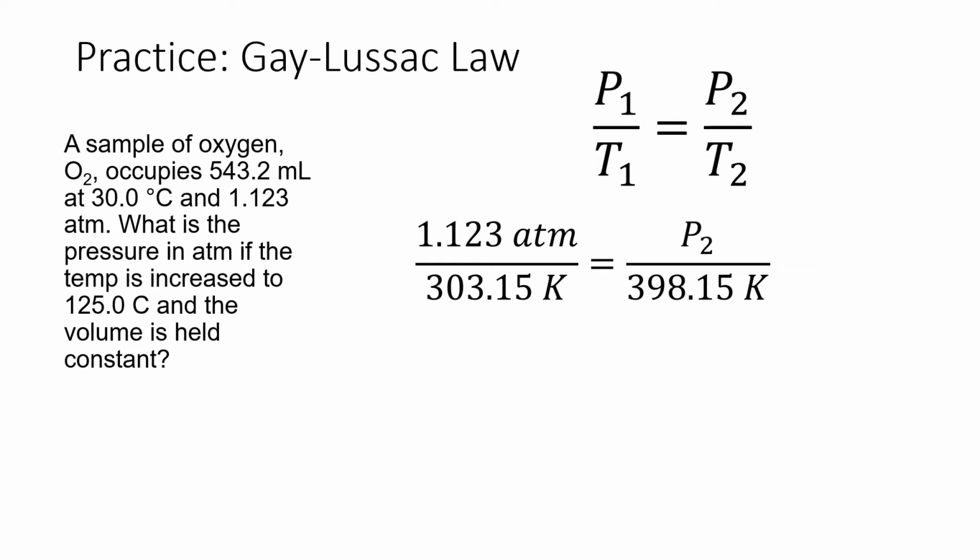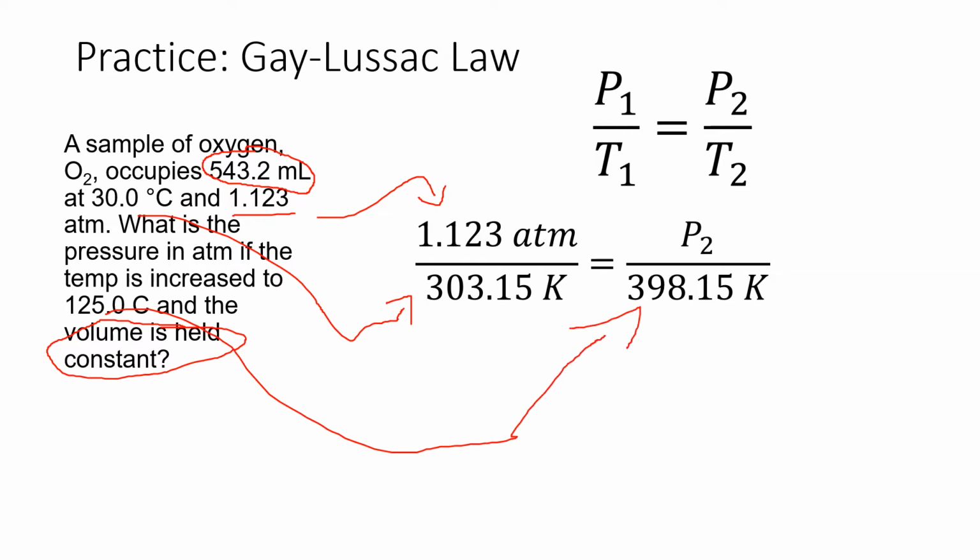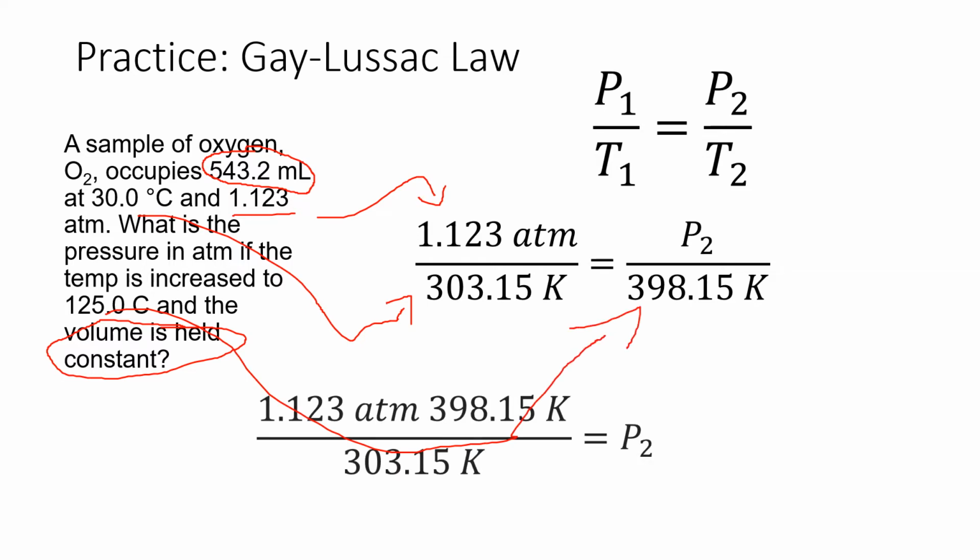Let's plug in our knowns and unknowns. So look at what I've done. Because my volume is constant, it's nowhere in here. There's no volume in my relationship. So I just take my 1.123 atmospheres and my 30 C, and then my new temperature, 125 C, much warmer here. And so you get 1.123 atmospheres, 398 K.